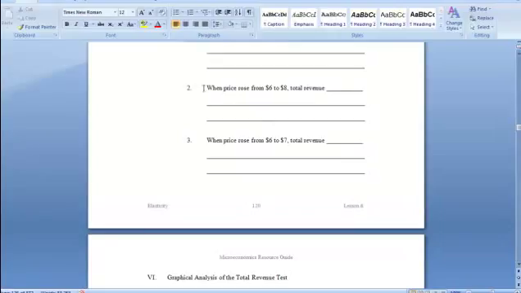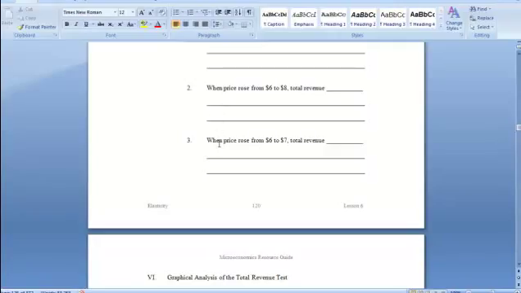So for number 2, when the price rose from $6 to $8, total revenue fell from 42 to 40. Again, that confirms that the demand is elastic. We don't know how elastic. We only know that when we do the calculation of the coefficient, but we already did that. This is just a way to prove that our coefficient has got to be right.